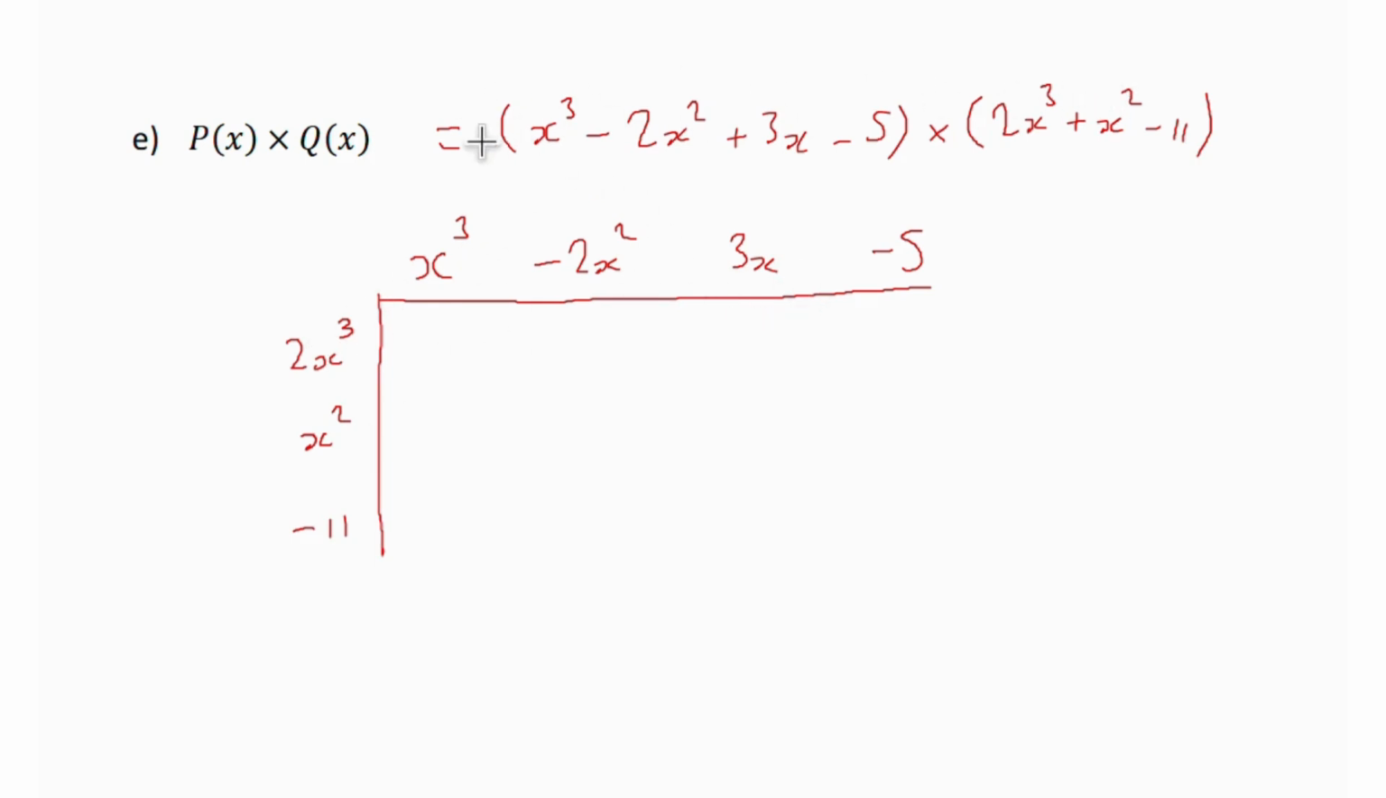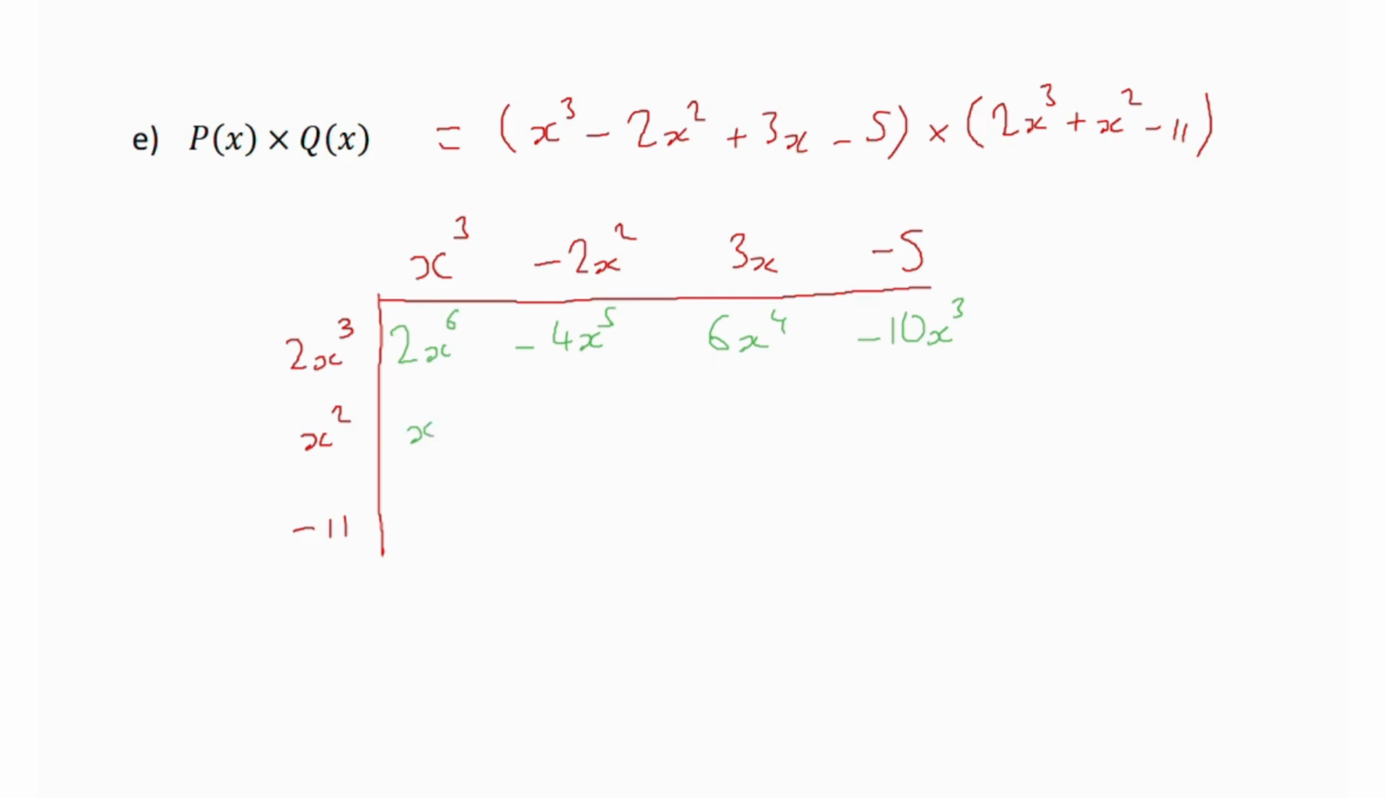Now we're doing exactly the same thing as if we had done this bit at a time. We're multiplying everything in the first bracket by everything in the second bracket. This grid just gives us a nice way to make sure that we've done everything. So 2x cubed times x cubed is 2x to the 6. It's going to be minus 4x to the 5, 6x to the 4, and minus 10x cubed.